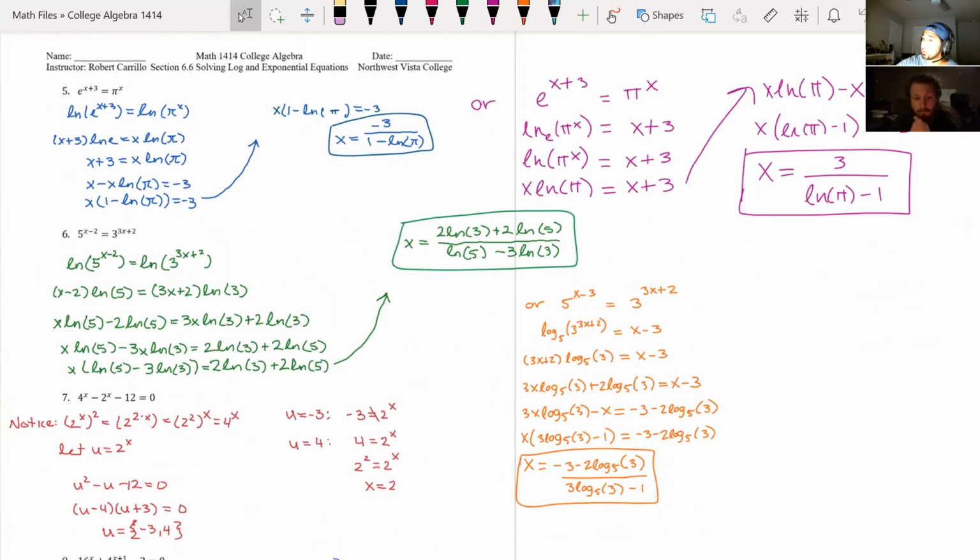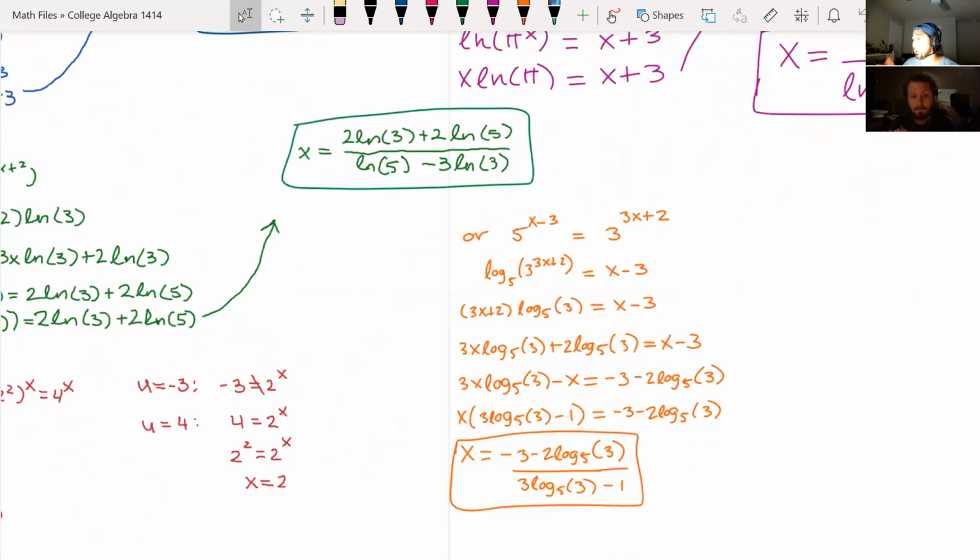Same with number 6. Carl applied the natural log to both sides. He got his answer of 2 natural log 3 plus 2 natural log 5 over natural log 5 minus 3 natural log 3. I converted in orange from exponential to logarithm, and I get a similar answer. Trust me, they're both equivalent, but again, it's different methods. These answers are the same, but they definitely look different.